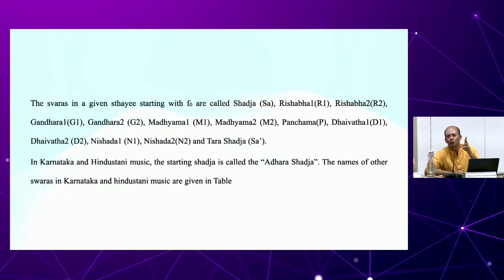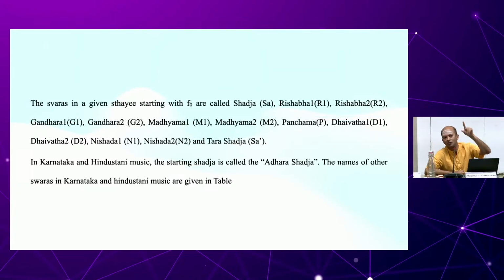What Venkatamukhi did was he came up with a brilliant idea. He called Re2 as Ga0 and Ga1 as Re3. So he came up with this system where anybody who's interested can just do it. It's a simple combinatorics problem. You will get 72. The total number of ragas will be 72.